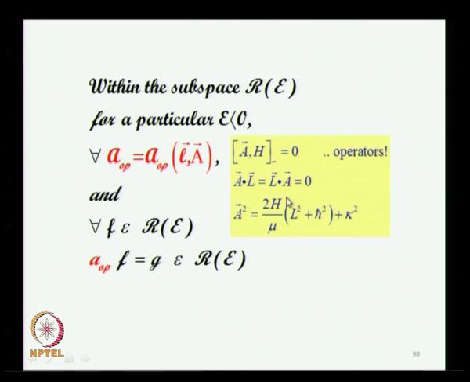and these are left as homework exercises in your problem set number 1. You will find that these 2 operators are orthogonal to each other. You will also find that if you take the scalar product A dot A, the result will turn out to be 2H over mu times L squared plus h cross squared, plus kappa squared. I had referred to this result earlier, that this is something that will be anticipated.